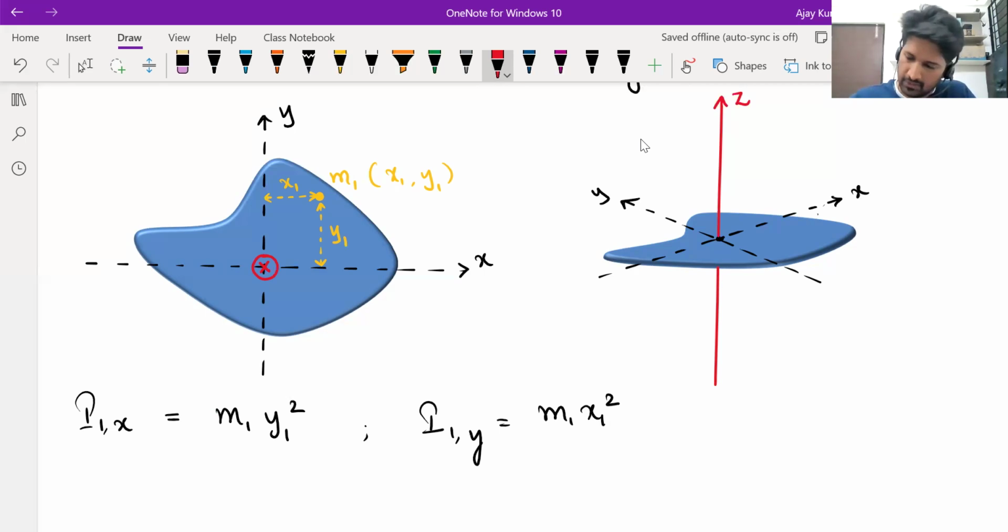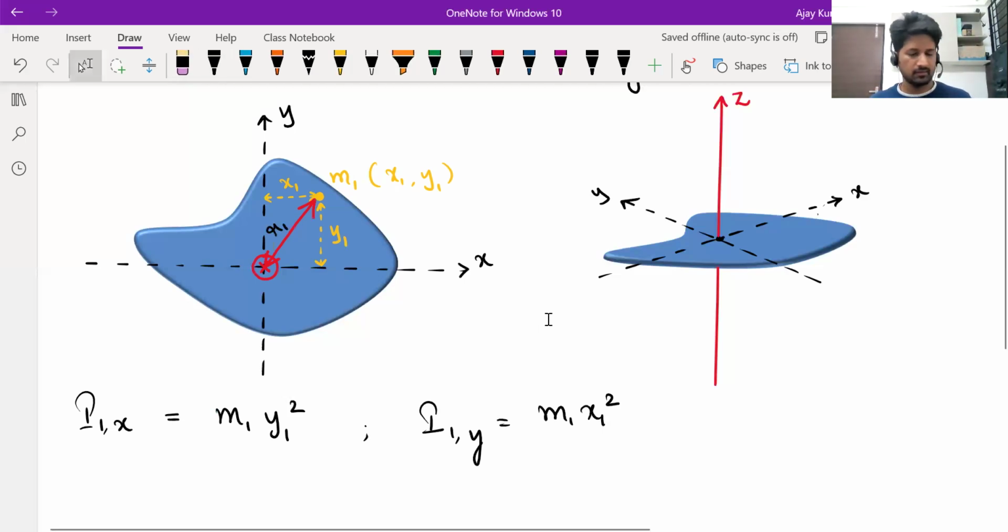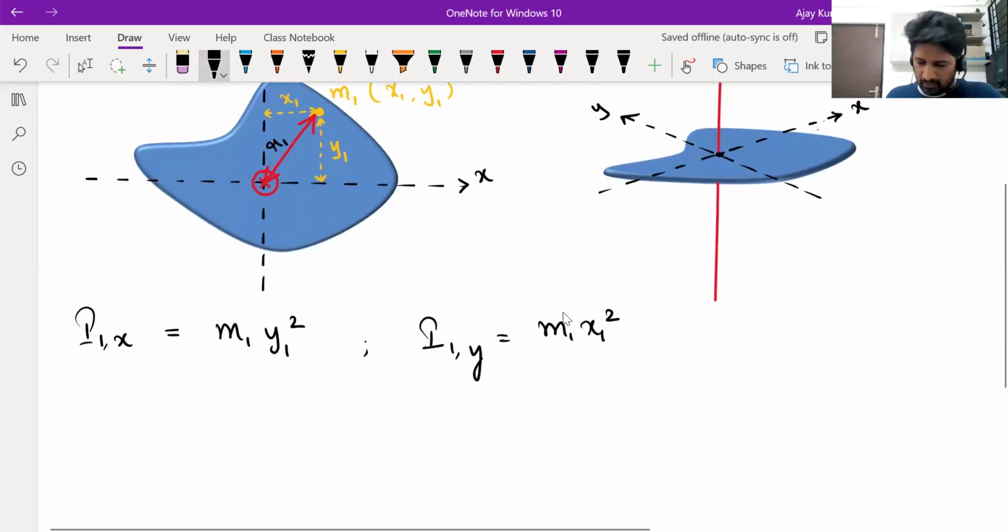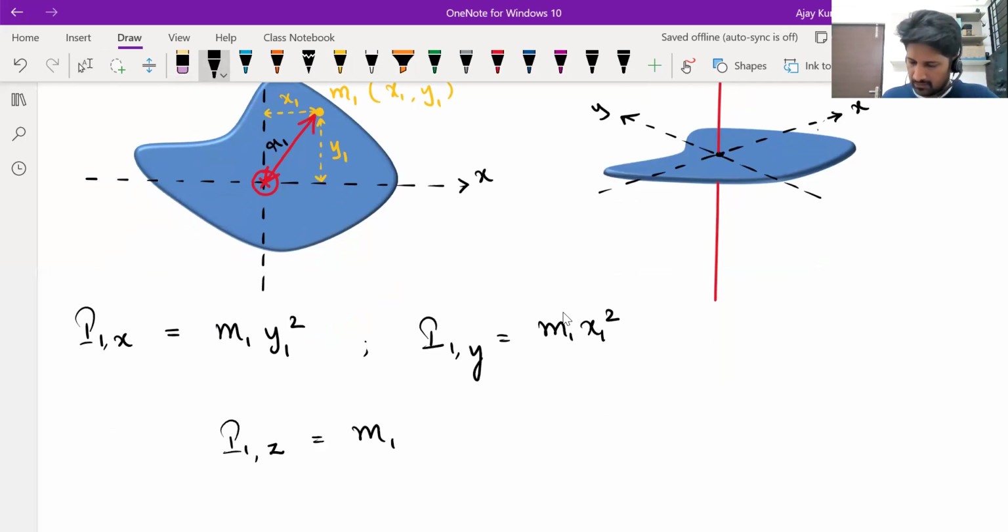And you can even visualize the distance of that particle from the z-axis. You can call this R1. Distance from the z-axis, let's call it R1. Fine. Then moment of inertia of the first particle about the z-axis will then be m1 r1 square. Do you all agree with this or not? Distance from the axis is r1, so it has to be m1 r1 square only.